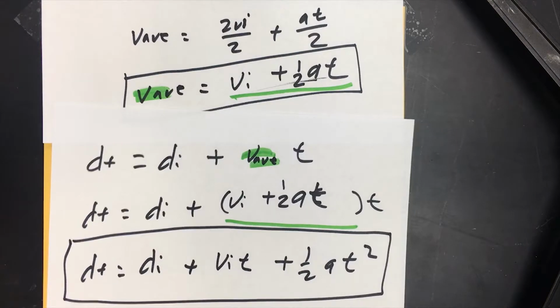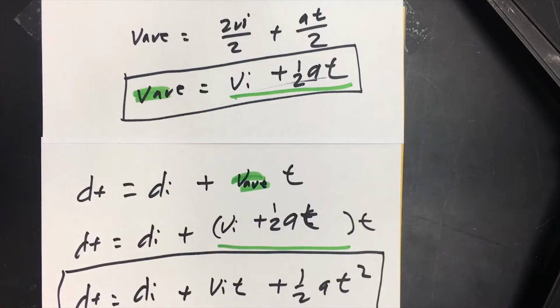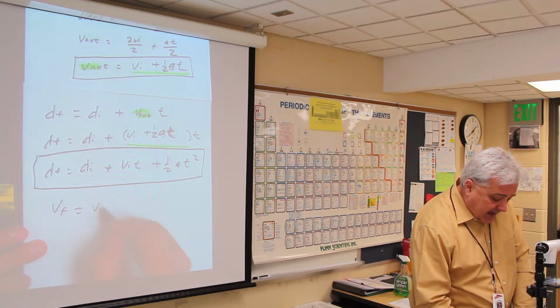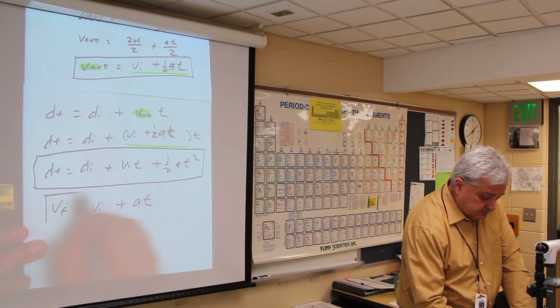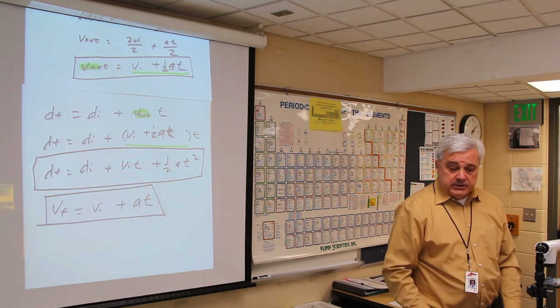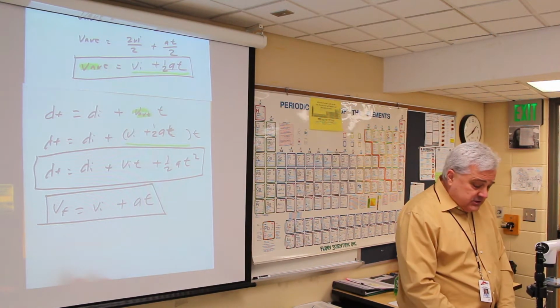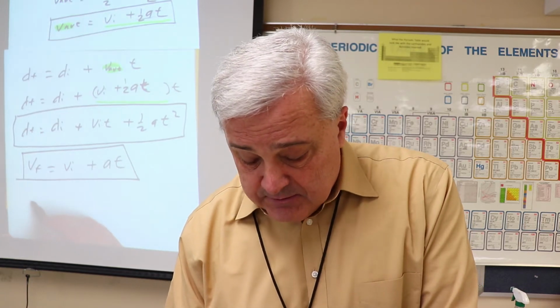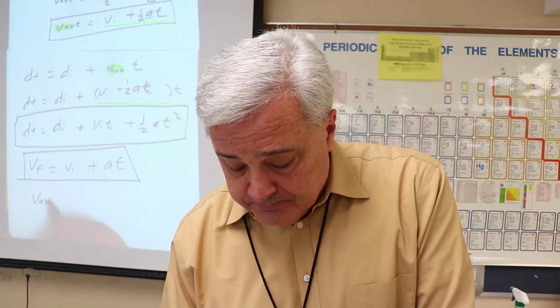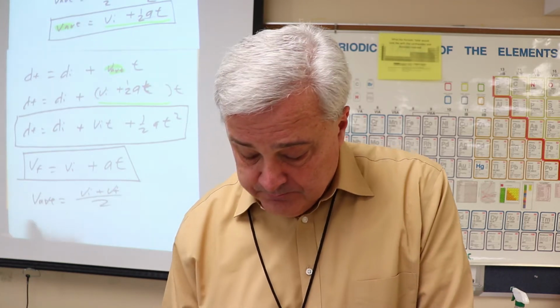So the only other piece that we don't have is the final velocity. And final velocity is the other equation we need. V sub f is vi plus at. Now these two equations are going to cover almost every case of everything that we need, unless you're just flat given the initial velocity and the final velocity, in which case the average is vi plus vf divided by 2.